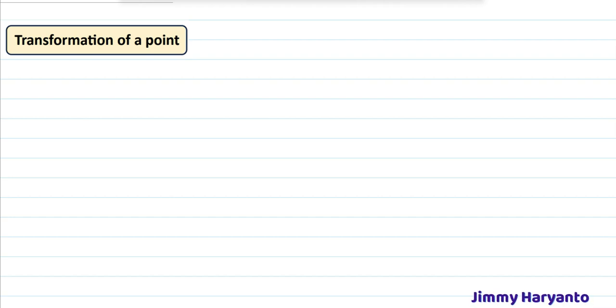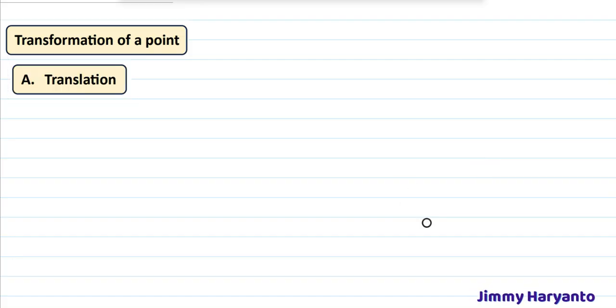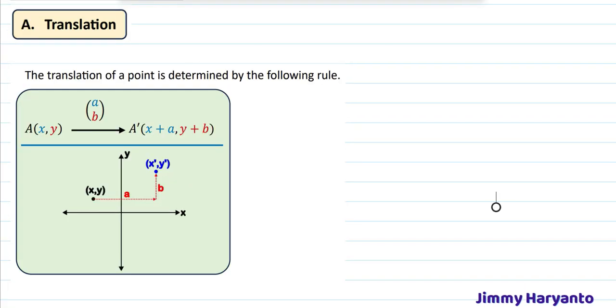The next section will be transformation of a point. We will start from translation. In this section we will calculate the image of a point after it is transformed by a translation, rotation, and so on. To determine the image of the point, you have to memorize all of the formulas that I will provide later.